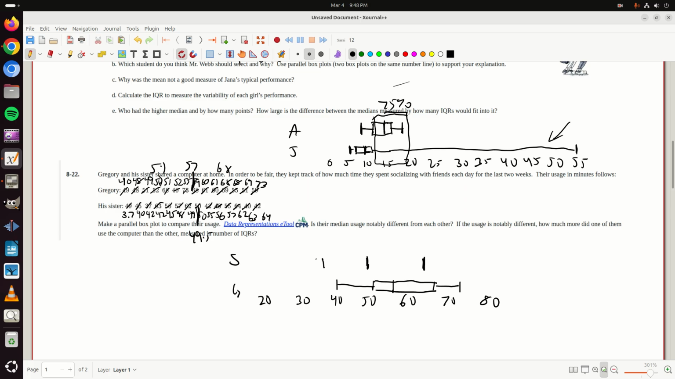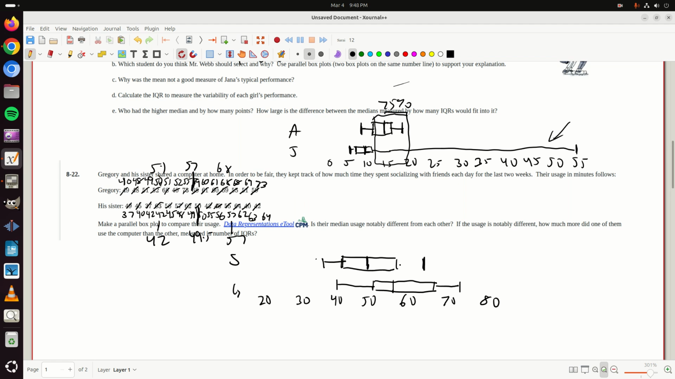And then 1, 2, 3, 4. We're going to have a quartile 1 of 42. And we're going to have a quartile 3, 1, 2, 3, 4, of 57. And now we can kind of make some comparisons with these two.